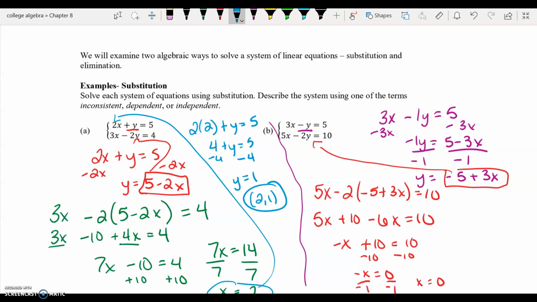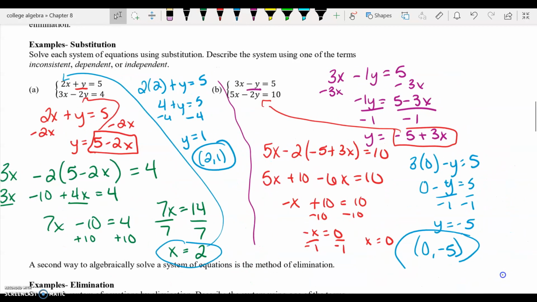So now you're going to take that and plug it into the other equation. I'm going to plug it into the top one. You can plug it into either one, but the top one's usually the easiest. So dividing by negative 1, y equals negative 5. So your answer is (0, negative 5). I'll leave that there so you guys can get the gist of it. That's substitution. I'm subbing it in for the other equation. Another way to solve it is elimination, which is the next example.